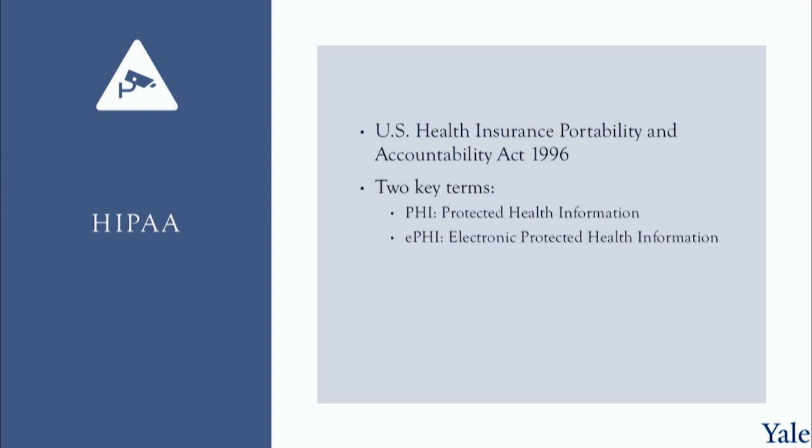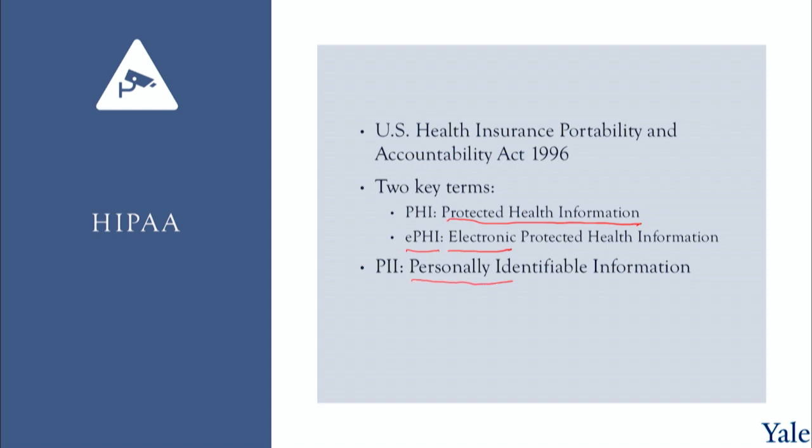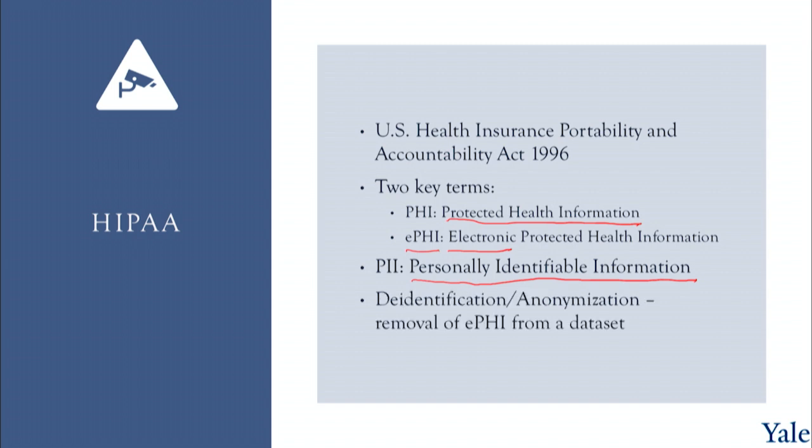There are two key terms you'll hear in the context of HIPAA: PHI, Protected Health Information, and the acronym ePHI, Electronic Protected Health Information. These are the things you have to be mindful of. A more general term you'll also hear is PII, Personally Identifiable Information. And you'll also hear terms such as de-identification and anonymization. This, in crude form, is the removal of ePHI from a digital data set so that you cannot identify a subject. So let's get into this a little bit more.